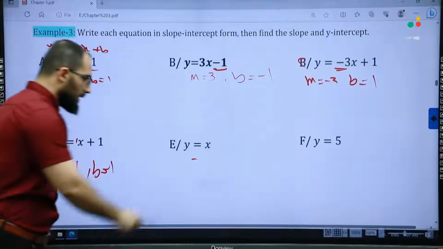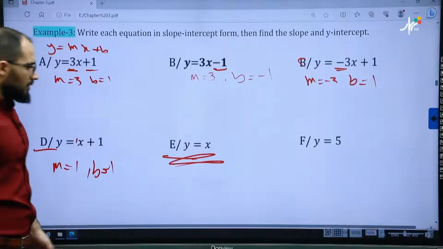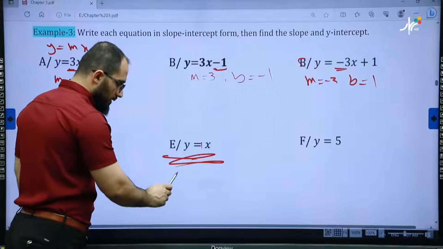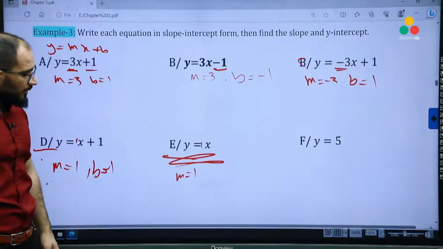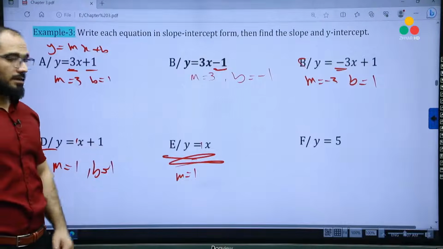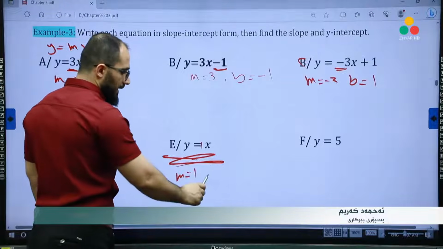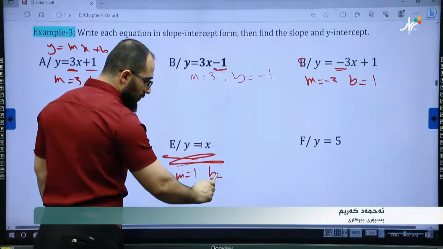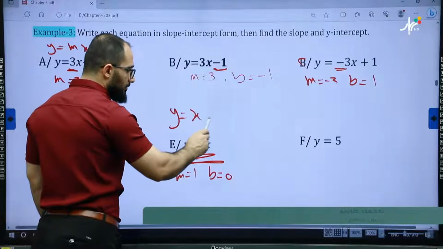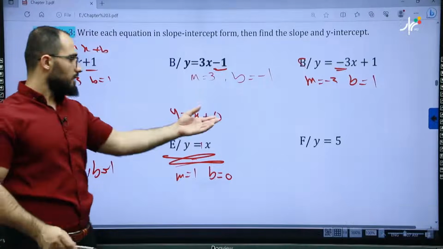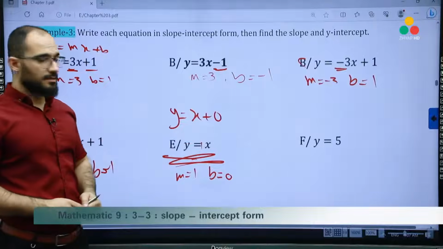What about E? What is the slope? The slope is equal 1 again. Okay, m is equal 1. But how to find b? B is not, let's say, here. Because there is no b, there is no number here to add or subtract. It means that b is equal 0. The main equation was y is equal x plus 0. Then we didn't write the 0, that's why the equation became y is equal x.